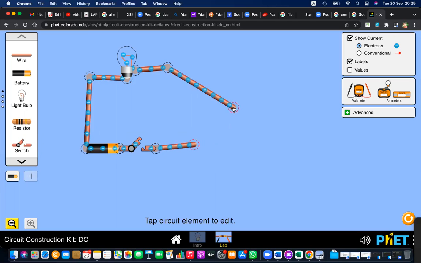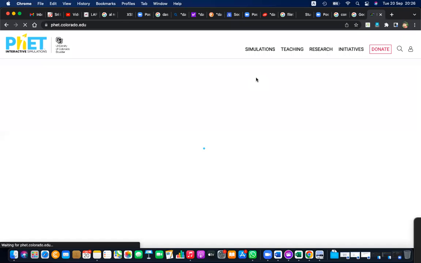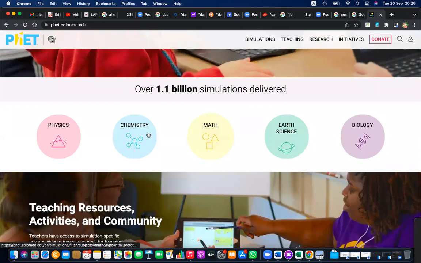The brightness of the bulb will be more than previous because there is no resistor. We can learn science using this, just to show you how easy this is. This is only one example; there are more. There are a lot of websites like this, PhET for example. You can interactively learn maths, chemistry, physics, earth science, biology, different lessons.